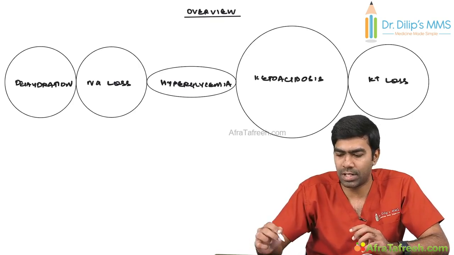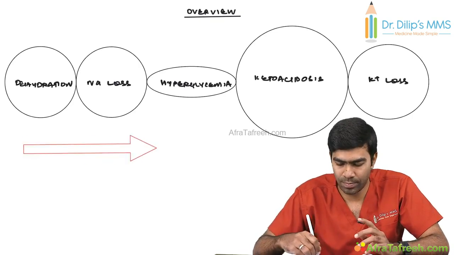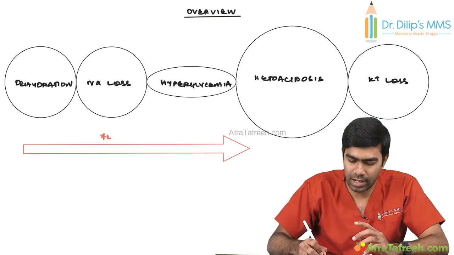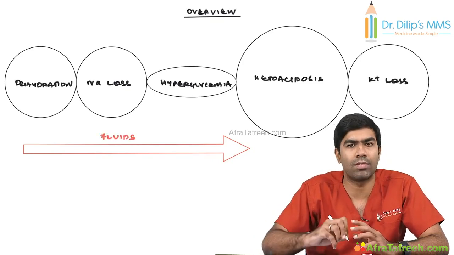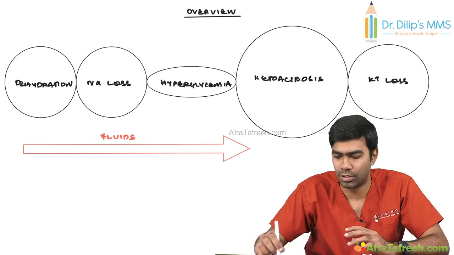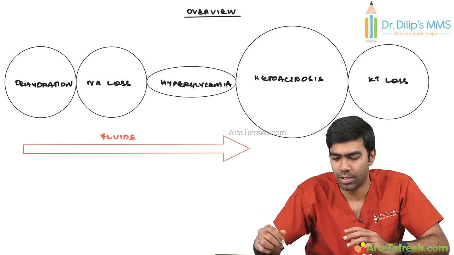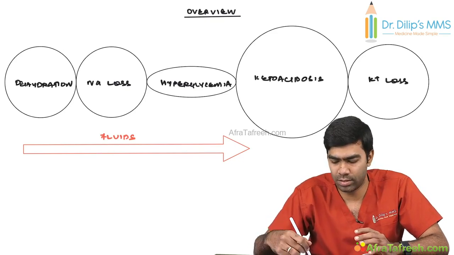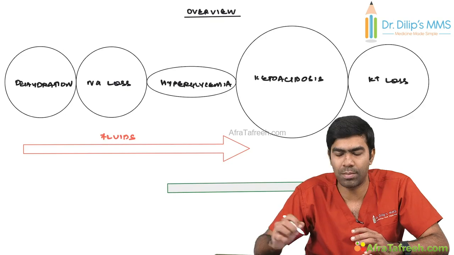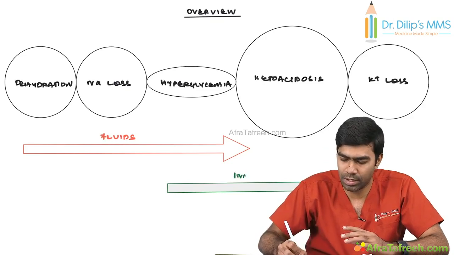So the first therapy I'm going to use is fluids. Fluids can correct the dehydration, fluids can correct the sodium loss, and fluids themselves, to an extent, can correct the hyperglycemia also. That's what the arrow is showing here. Once you have given fluids, after 30 to 60 minutes, I'm going to start insulin therapy.